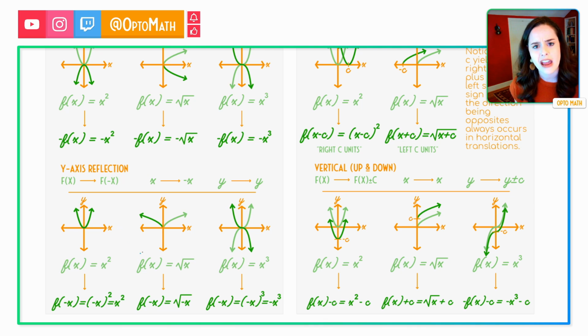And we can tell that algebraically too. Let's say we put a negative in front of our x value. Let's say we put a negative on our x inside the parentheses.